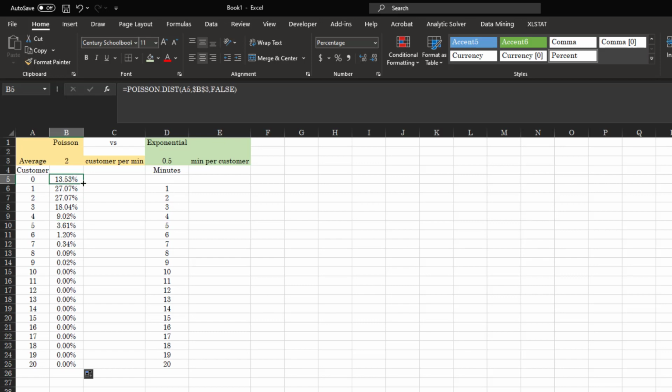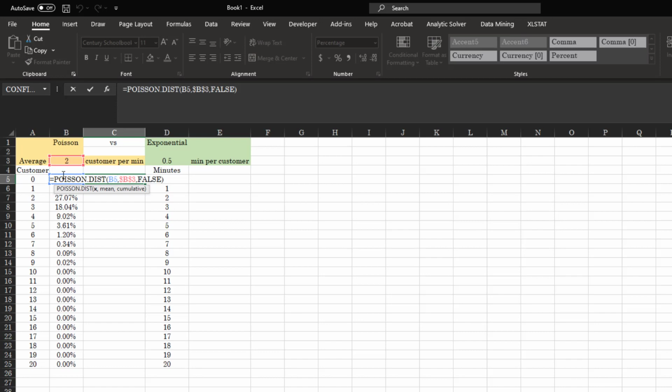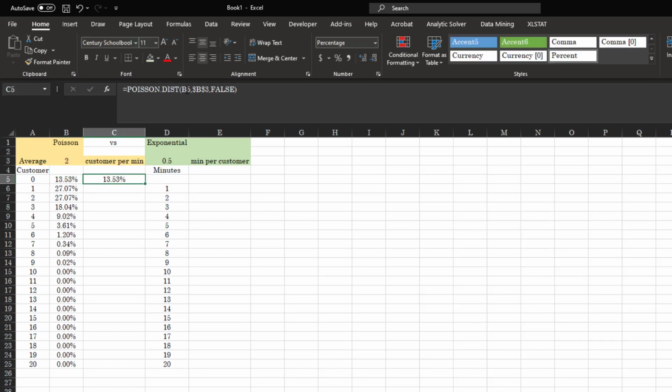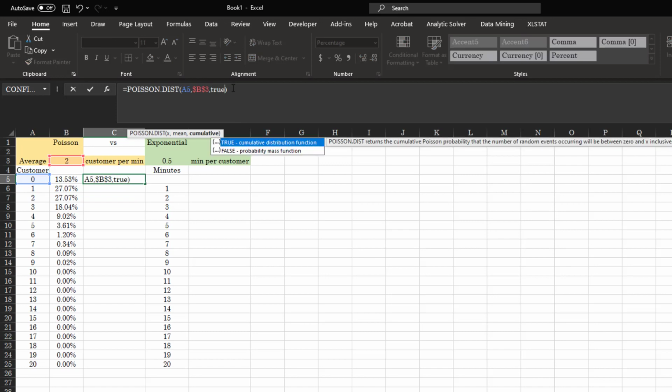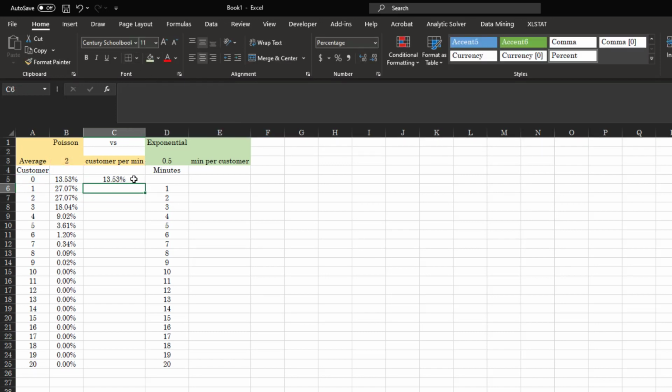Now let's copy this same formula here. We are going to change this to A5. Here you're asking the same question, but you're going to say you want to look at the cumulative. Let me explain what this means. This is, of course, the probability you get 0 or fewer customers, which is essentially 0 customers, so the answer is the same. But here, you're saying what's the probability you get 1 or 0 customers. So you add these two and you get 40.60%.